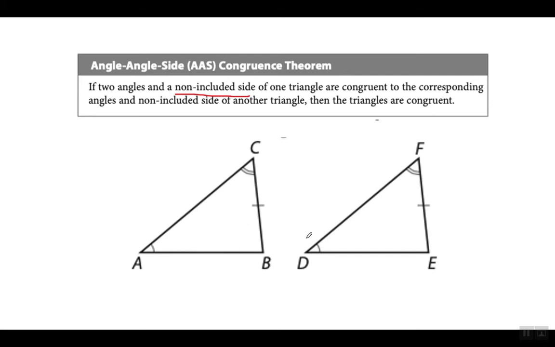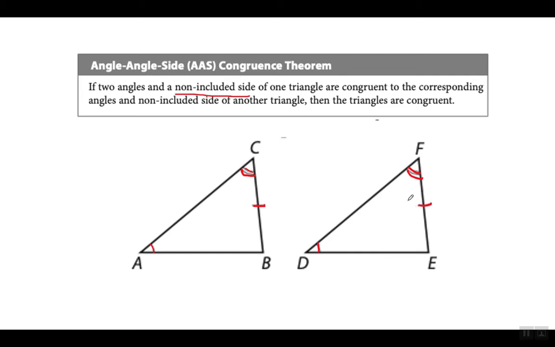But the only thing I know is that this angle is equal to this angle. How do I know? Because of that one line that they both have. This angle with the two lines is equal to this one over here with the two lines. And this side with the one line is equal to this side with the one line.